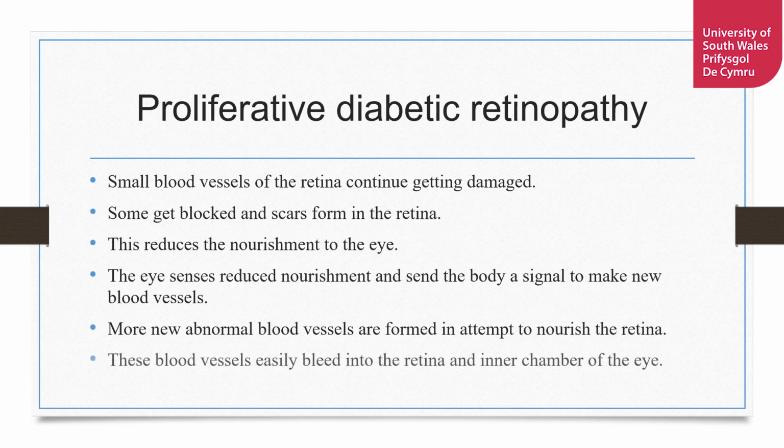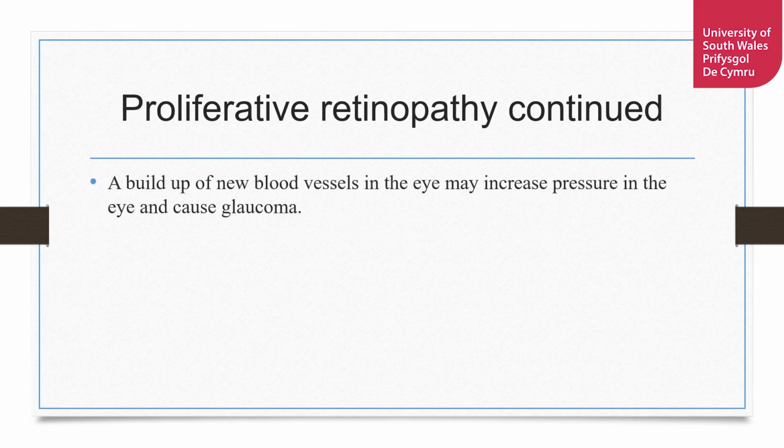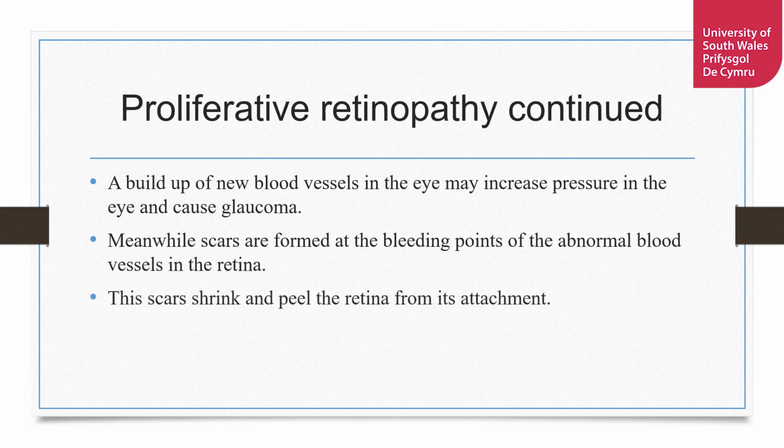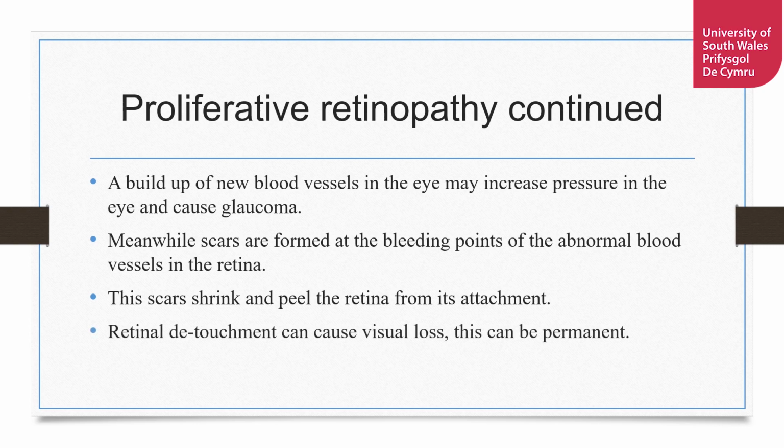These blood vessels easily bleed into the retina and the inner chamber of the eye. A buildup of new blood vessels in the eye may increase pressure in the eye and cause glaucoma. Meanwhile, scars are formed at the bleeding points of the abnormal blood vessels in the retina. These scars shrink and may peel the retina from its attachment. Retinal detachment can cause visual loss.